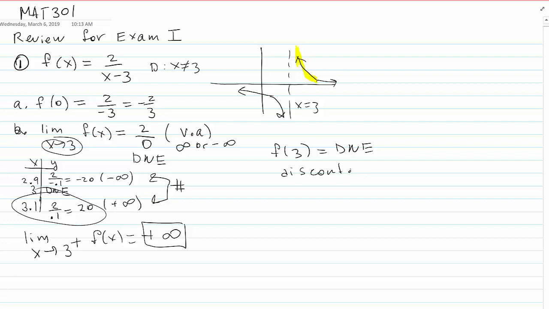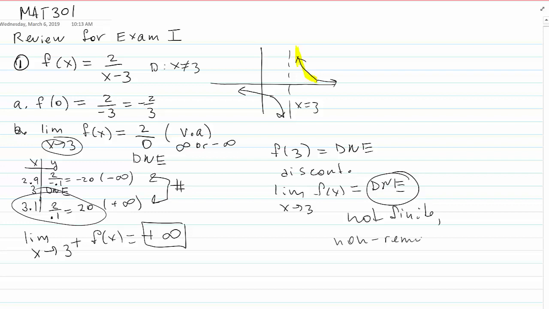Is it removable or not? That has to do with the limit. If the limit as x approaches 3 is finite, then we say that it is removable. But it is an asymptote, and in this case the limit doesn't even exist. So how are you going to remove an asymptote? It's not possible. You cannot connect the two branches together. So because the limit is not finite, the discontinuity is classified as non-removable.